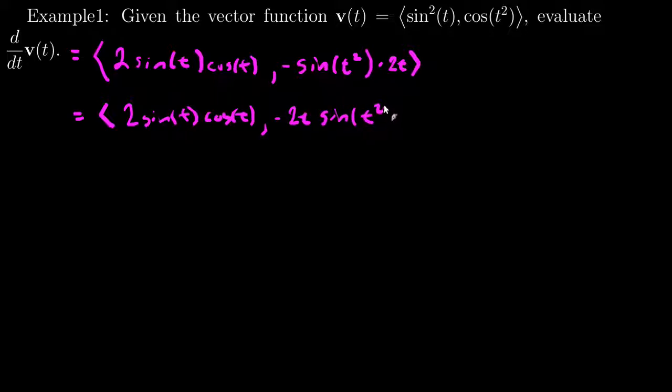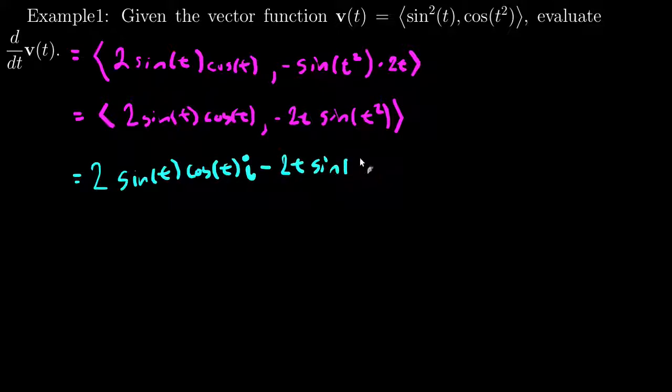sine of t squared. I could also write this as the sum of the unit vectors, so I could write this as, let me change colors for that, 2 sine of t cosine of t i minus 2t sine of t squared j. And I guess it's also worth noting that 2 sine t cosine t is also a trig identity for sine of 2t, but this is fine.